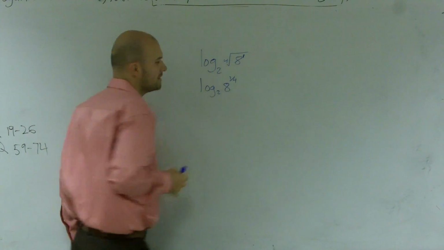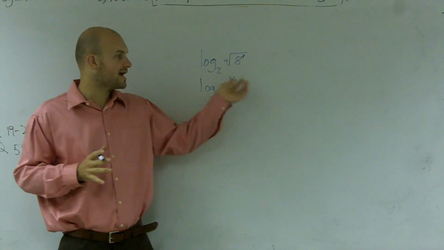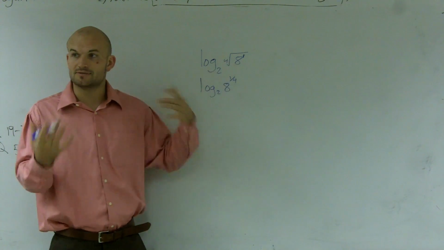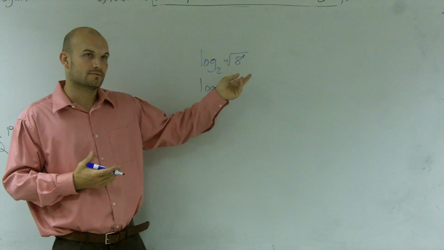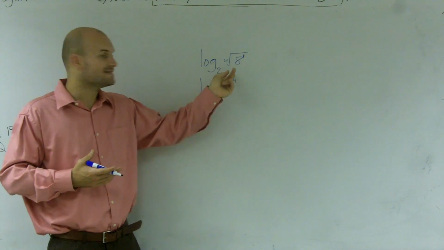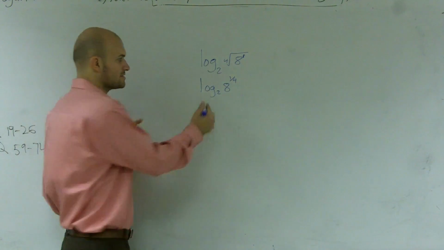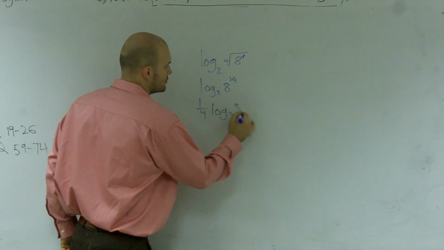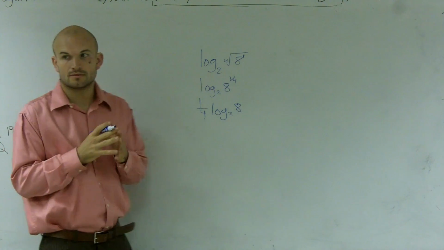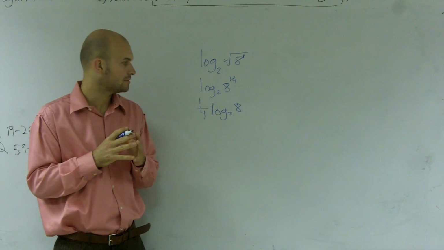to the 1/4 power. The reason why we always like using exponents when dealing with logarithms is because the property of logarithms states that whenever I have an exponent, I can take that exponent and put it in front. So now I can rewrite this as 1/4 log base 2 of 8. Does the fraction basically cancel off the square root, kind of?